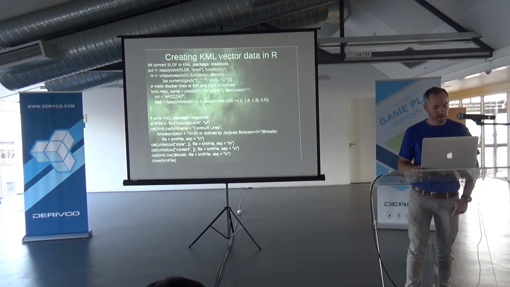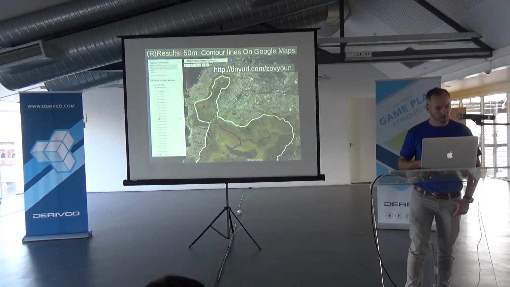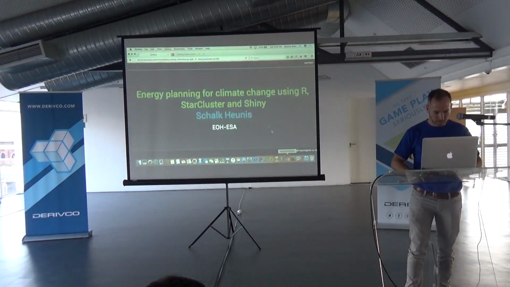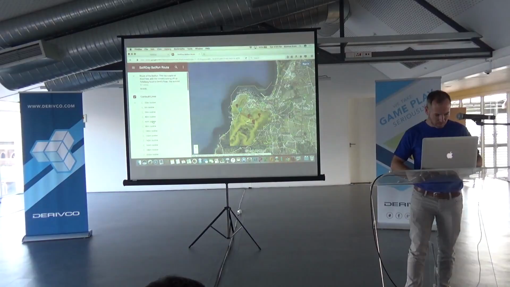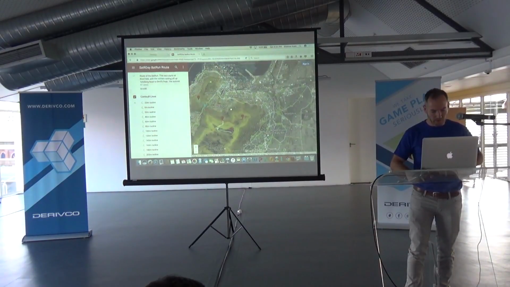Then I went to Google My Maps, added the KML file onto Google, and basically I have a set of contour lines on top of Google Maps. I've made it available, I've shared it on Google at that tiny URL on the screen, so if you guys want to have a look. But I can also show you, I think I loaded it in Firefox. Where is it now? So yeah, that's the contour lines in standard R.